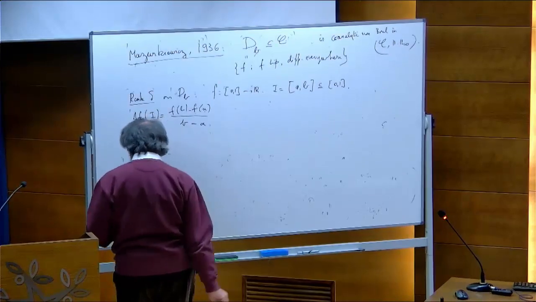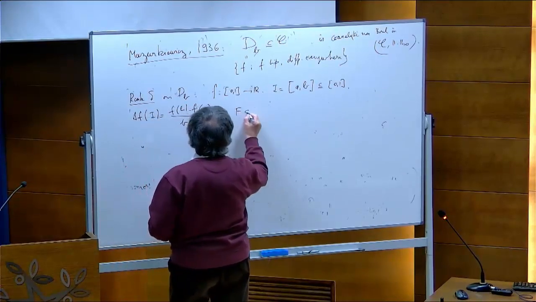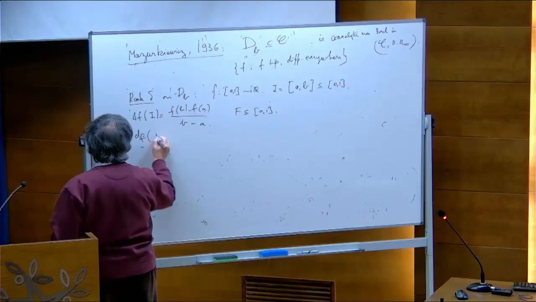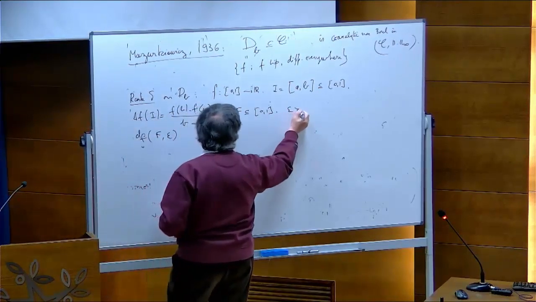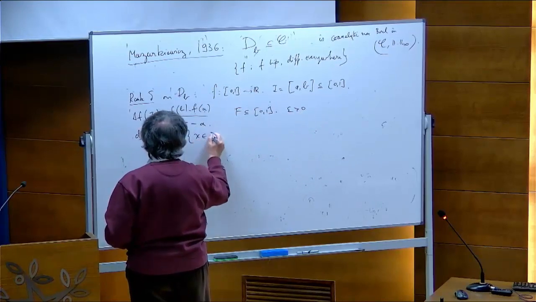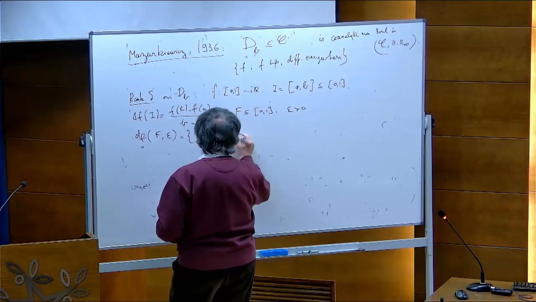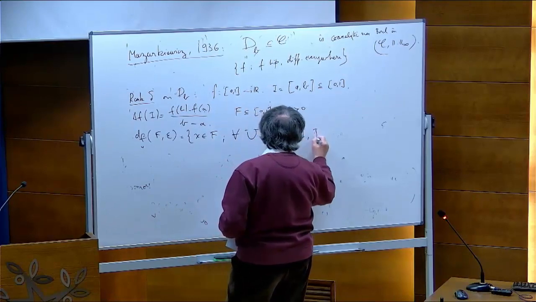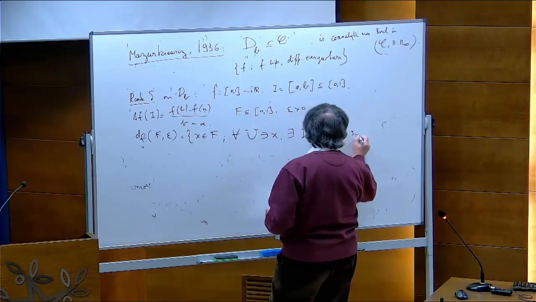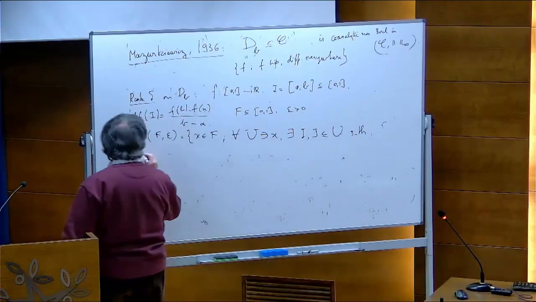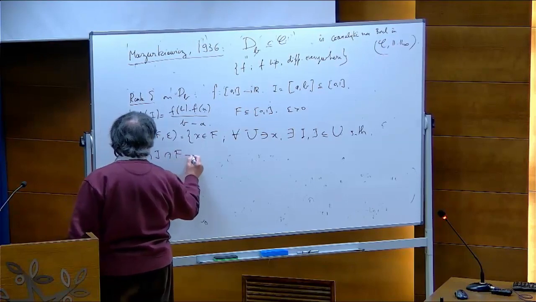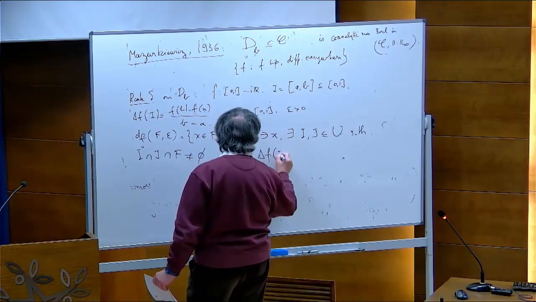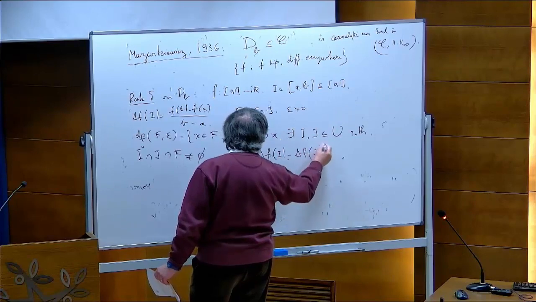This is obvious. And now, if F is any closed subset of [0,1], you define D_f of F, epsilon, where epsilon is, of course, a strictly positive number. This is the set of all x in F so that for any open set U containing x, there exist I and J intervals contained in U, such that I intersected with J intersected with F is not empty, and the absolute value of delta f of I minus delta f of J is greater or equal than epsilon.